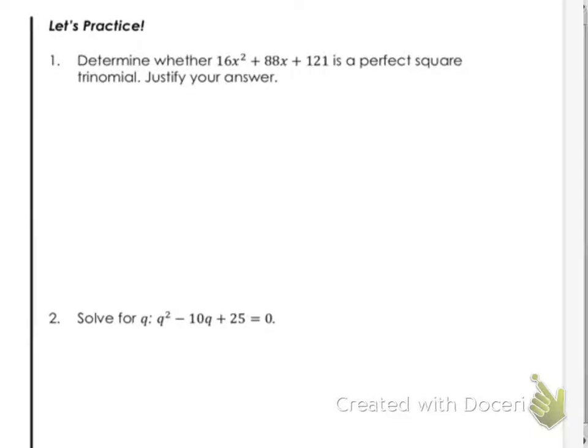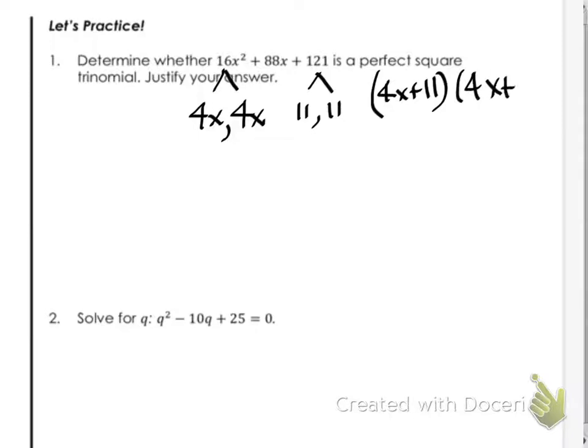16x squared plus 88x plus 121. Let's take a look here. Is 16x squared a perfect square? I know that 4 times 4 gives me 16, and x times x gives me x squared, so 4x and 4x gives me 16x squared. For 121, we take a look at a number times itself to give us 121. That's going to be 11. So we end up with 4x plus 11 times 4x plus 11. If this gives us our original trinomial, then that means this is a perfect square trinomial because it is the result of a binomial being squared.